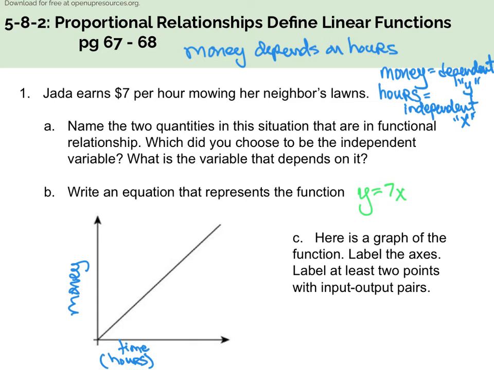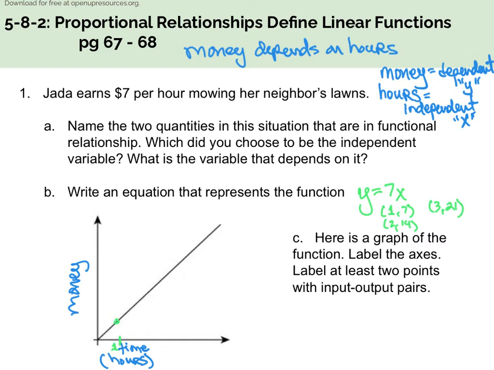And then we're also going to do input and output functions. So if I put input 1, well, let's actually do it up here. If I do 1, she makes $7. If I do 2, it's 14. Let's do 3. 3 times 7 is 21.